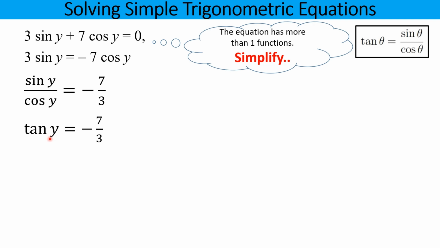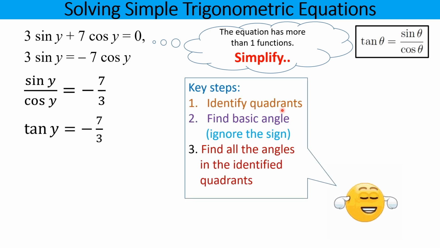Now, to solve the equation, as I mentioned earlier in the introduction, I'm going to use 3 key steps. Make sure you are familiar with these 3 key steps. These three key steps are, number 1, identify the quadrants. Then step 2, find the basic angle, which I will demo to you. And then once the first 2 steps are done, we are ready to find all the angles in the identified quadrants. It's good to also know that for step 1 and step 2, it doesn't really matter which one you follow first.